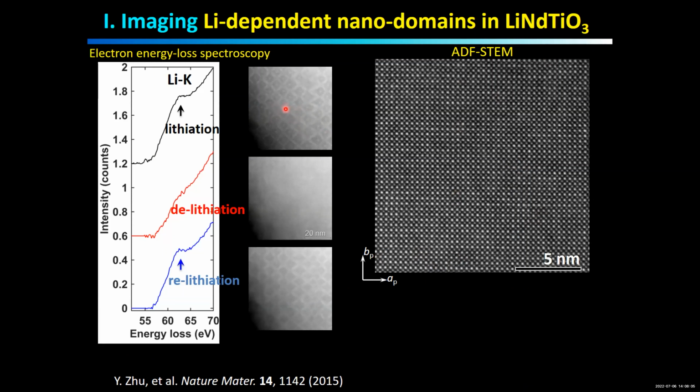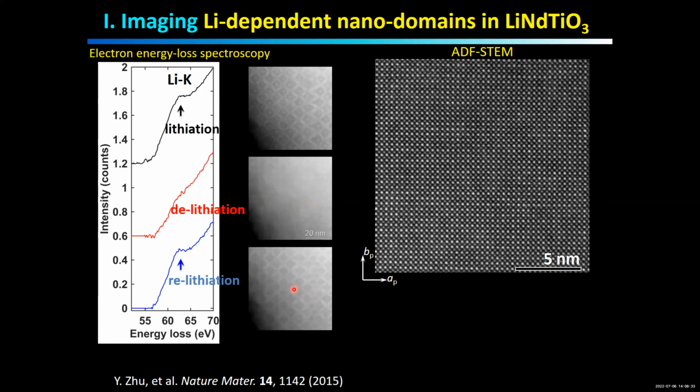And this nanodomain pattern is lithium dependent. Here we are using electron energy loss spectroscopy (EELS) to detect the presence of lithium. We can see when the lithium is all gone, the nanodomain pattern also disappears, and when lithium comes back, the nanodomain pattern will recover. So this indicates these nanodomains are relevant to the lithium transport in this solid electrolyte material.